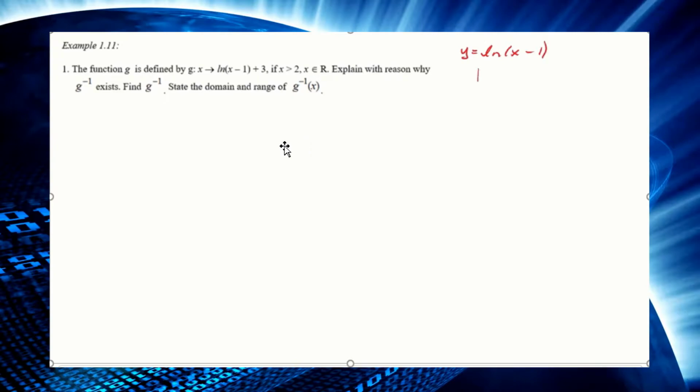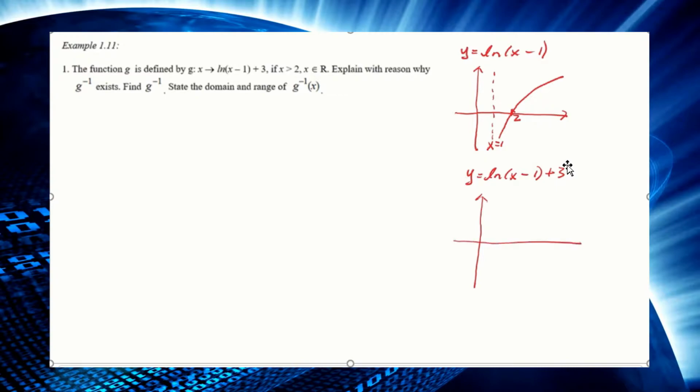We can use the transformation method that we learned before. First, we carry out the x transformation, where we shift the whole curve to the right by 1 unit in order to get the graph for ln(x - 1). After this, based on the graph of ln(x - 1), we shift the whole curve up by 3 units. So after shifting 3 units, this is the curve.